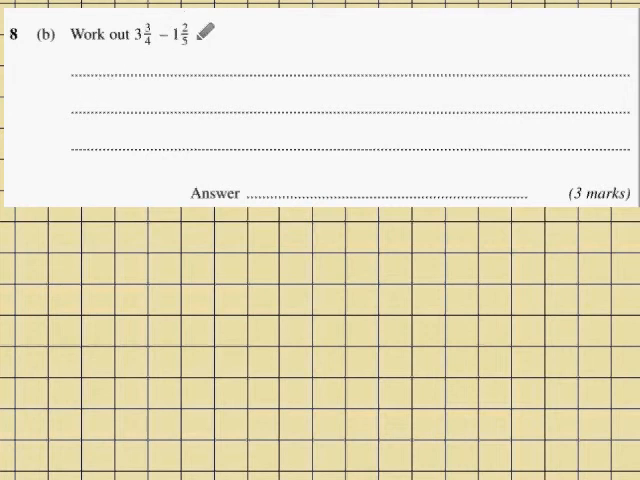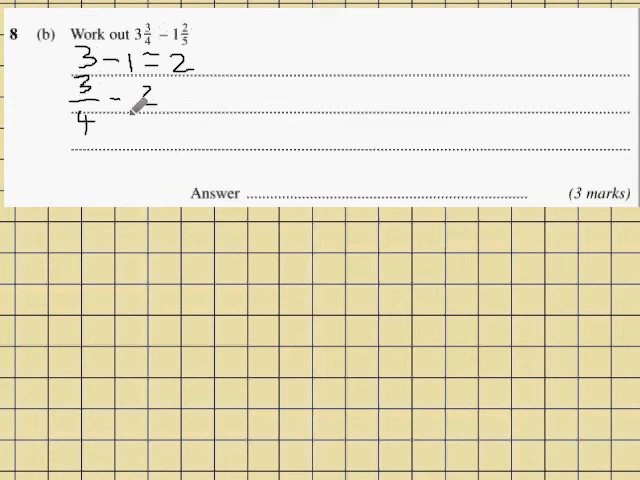So first of all, I have to do 3 3/4 minus 1 2/5. First of all, I'll just do 3 minus 1, 2, so that one's easy. Then I've got 3/4 minus 2/5, 3 over 4 minus 2 over 5.